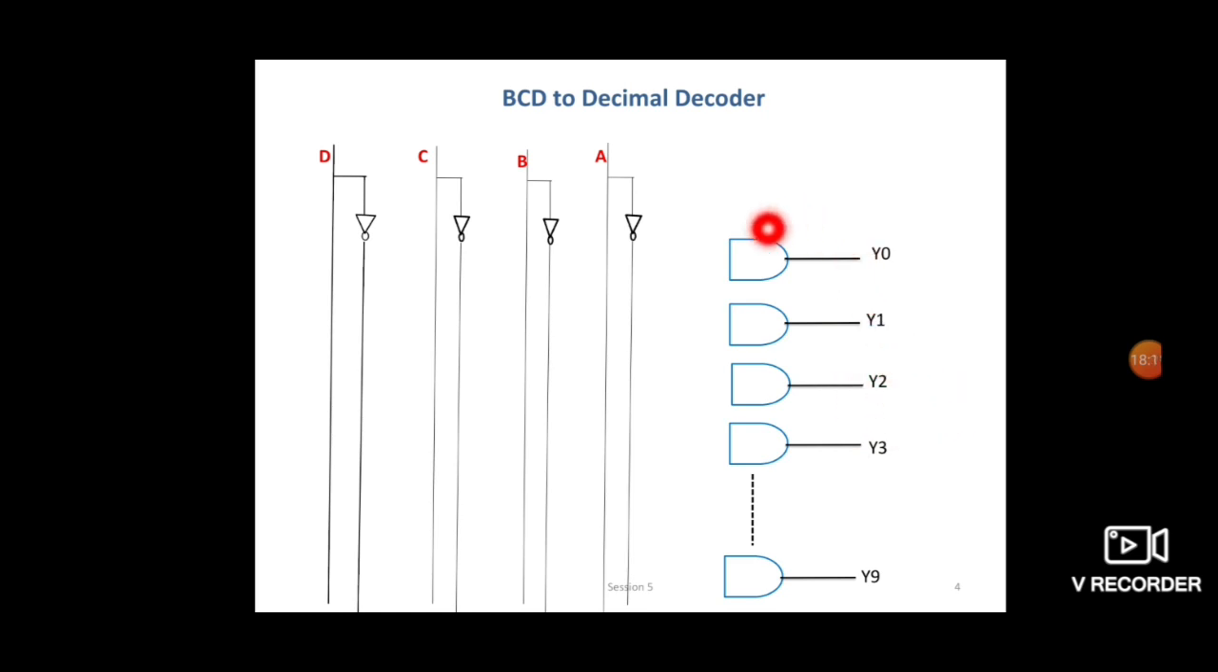Okay, so instead of this, here we use a NOT gate. Okay, replacing by NAND gate, so we are using here NOT gate. So this is the construction of the BCD decoder.